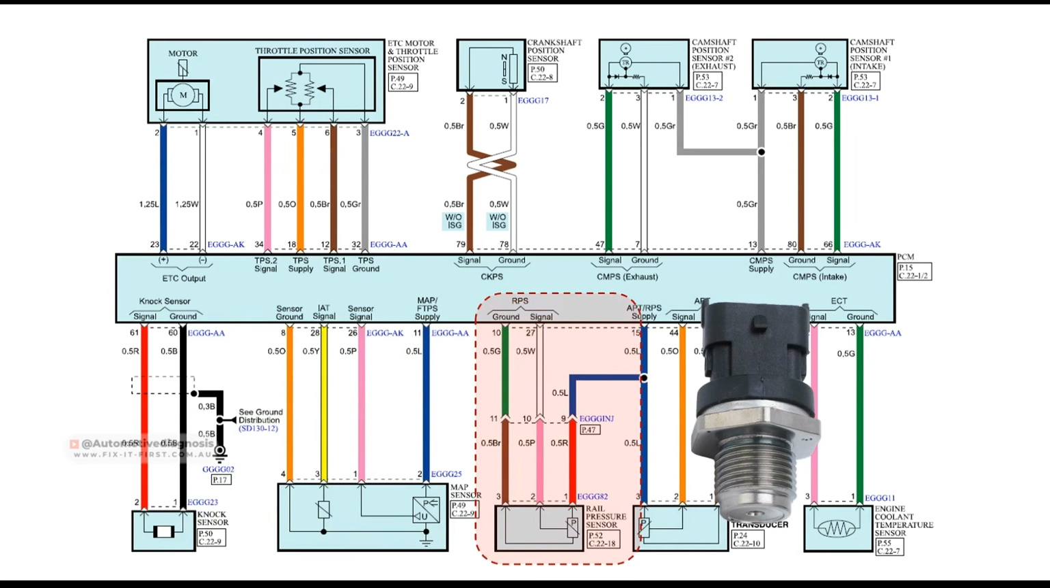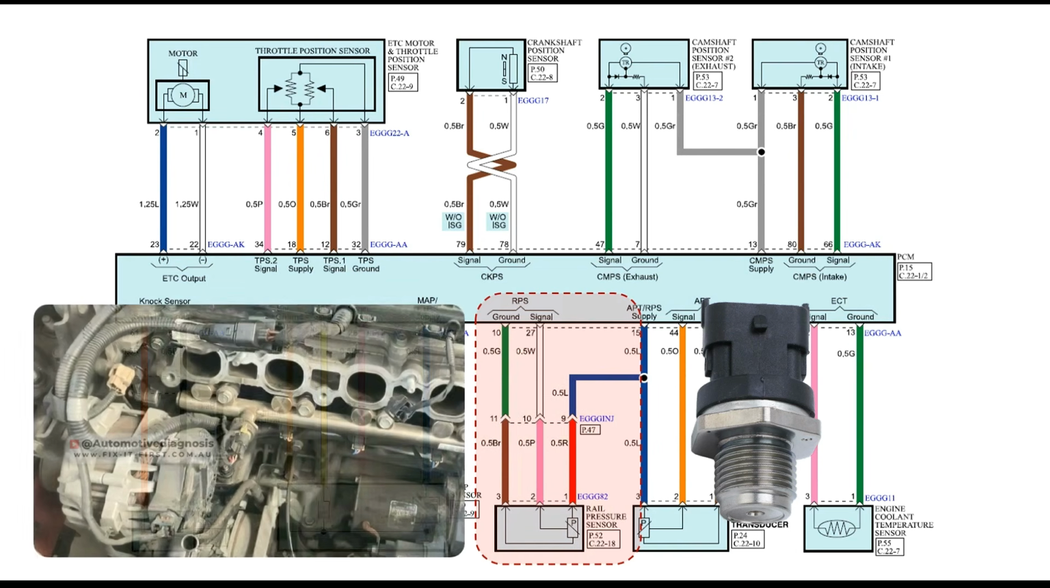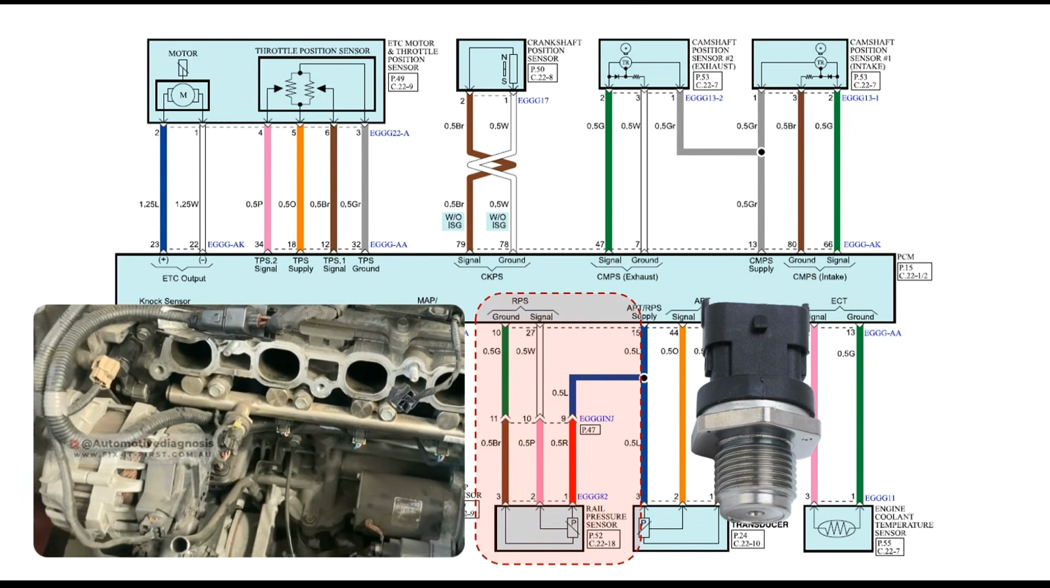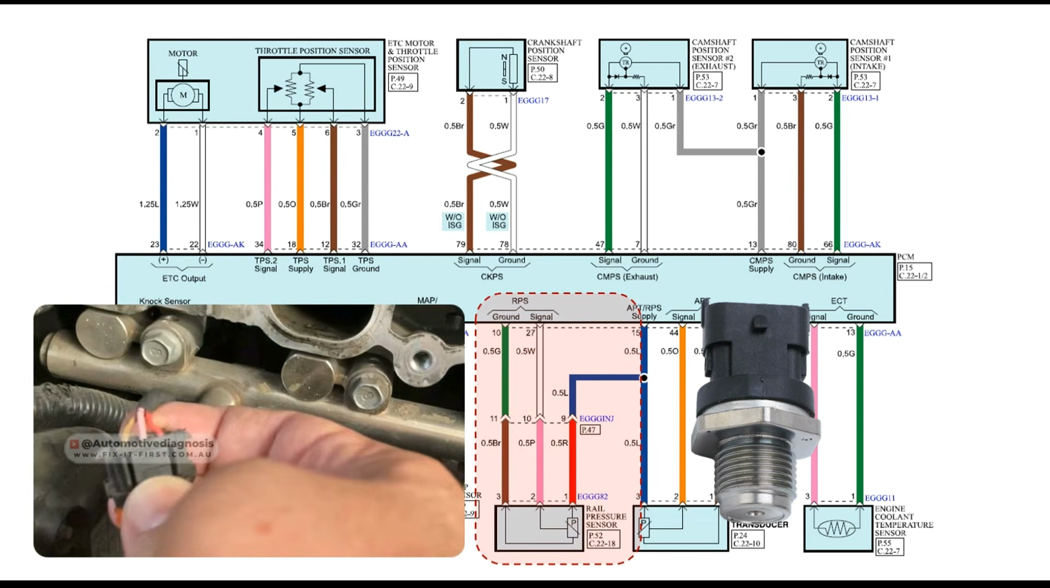The rail pressure sensor is mounted on the fuel rail. Because this engine has a GDI fuel system, as I explained earlier, there should be a sensor on the fuel rail to read the current pressure. So this sensor is mounted on the fuel rail. As you see, this is the fuel rail, and the sensor is located right here.